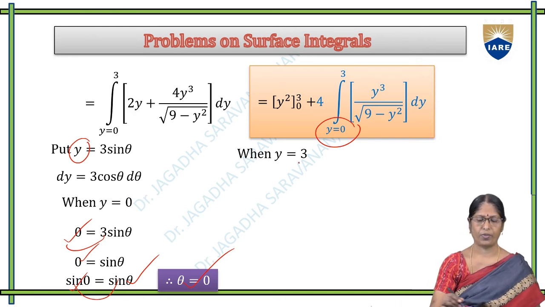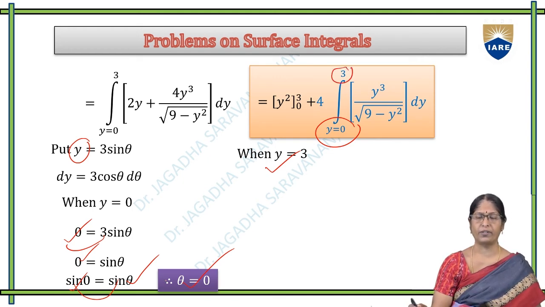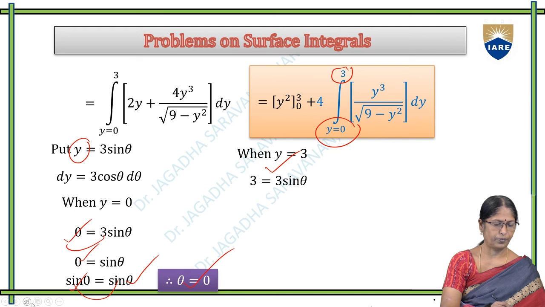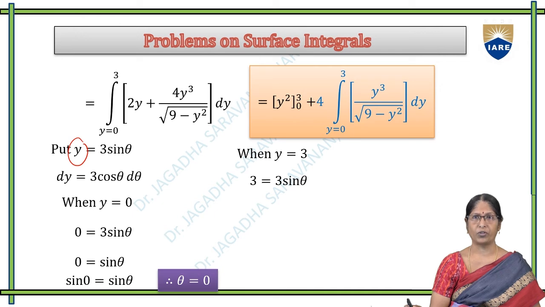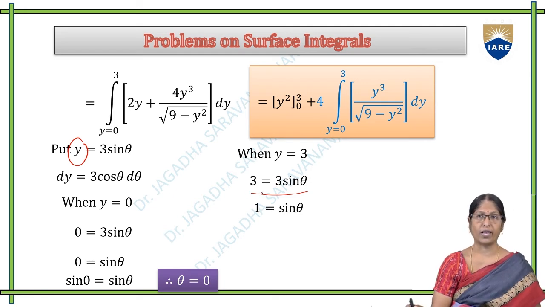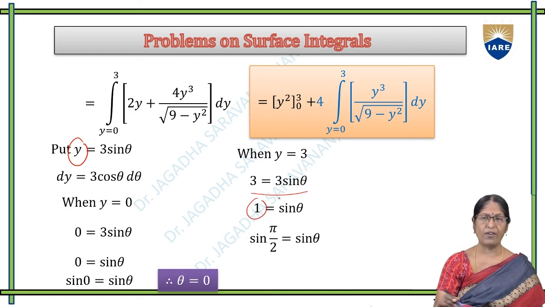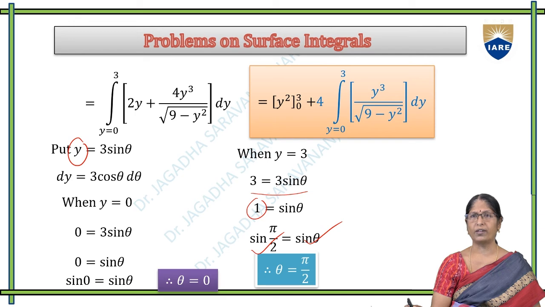Next, the substitution method. In polar form, y equal to 0, sorry, y equal to 0 we already completed. Now the upper limit, y equal to 3. In this particular place, we substitute y equal to 3. So we obtained 3 equal to 3 sine theta. Bringing the 3 here, 1 equal to sine theta, and this 1 is nothing but sine 90, that is sine pi by 2, which is equal to sine theta. From this we can obtain the result theta equal to pi by 2.